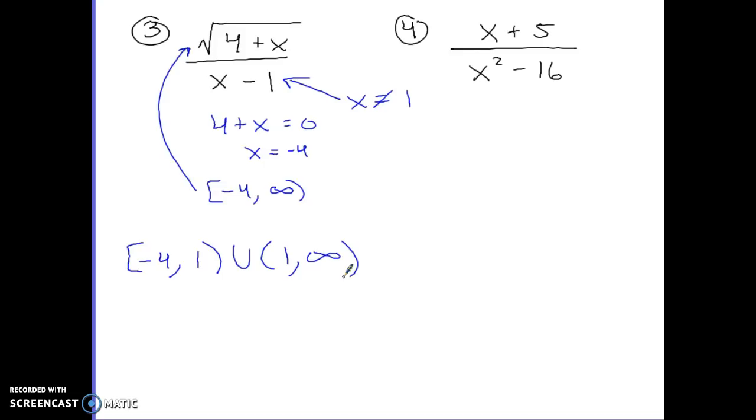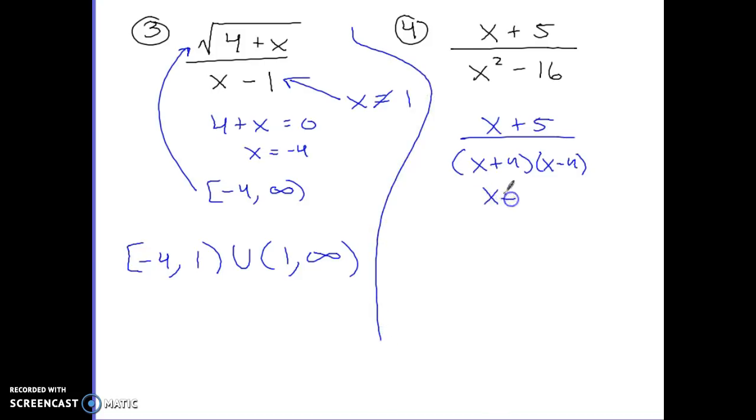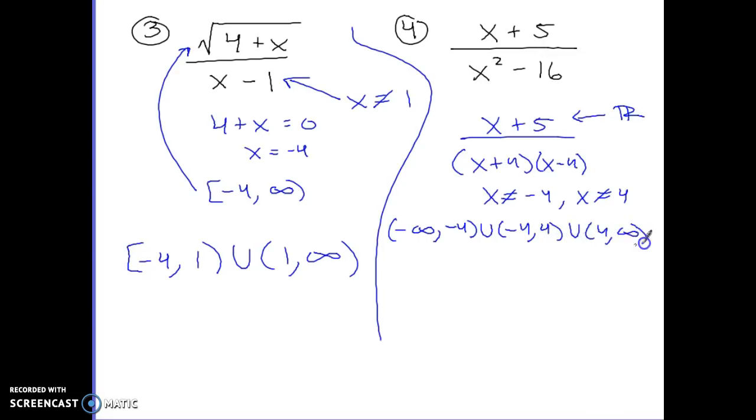One last one. What I have here is something a little bit different. I can actually factor the denominator to be x plus 4, x minus 4, because it's a difference of squares. And so there are actually 2 numbers that x can't be. So x can't be -4 and x can't be 4. In the numerator, I don't have anything interesting. It's just a linear function. So what I'm going to do is go from -infinity to -4, -4 to 4, and then 4 to infinity. So what I'm doing is saying x can't be -4 and x can't be 4.